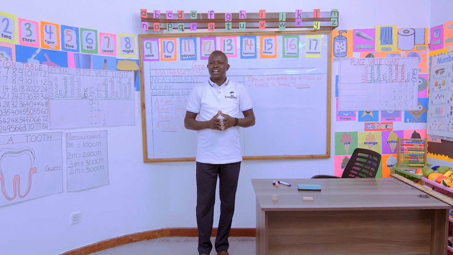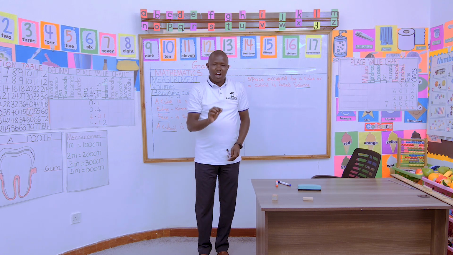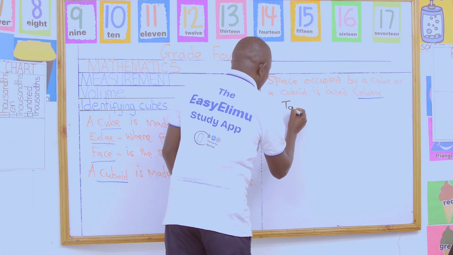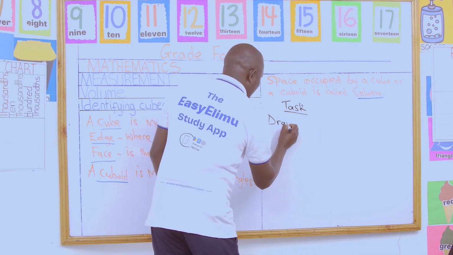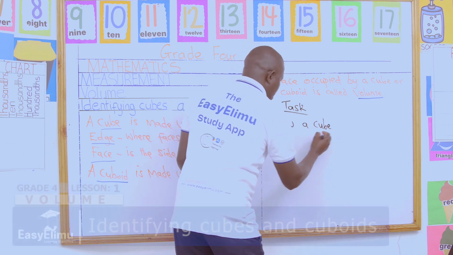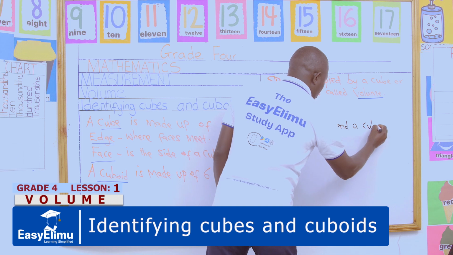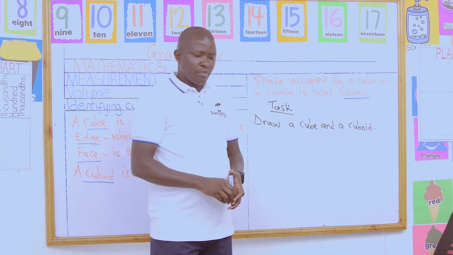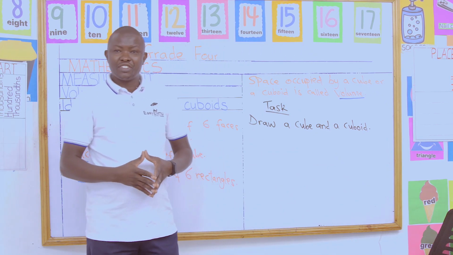Now, this is a task for us to undertake. Draw a cube and a cuboid. That is our task for today. You are drawing those two, a cube and a cuboid. Try to draw them. That is our task for today.